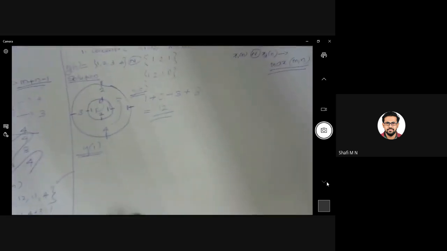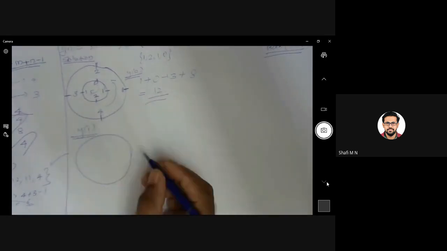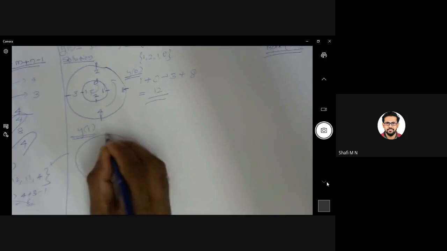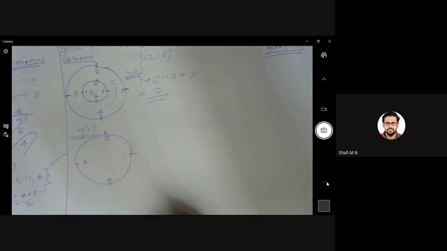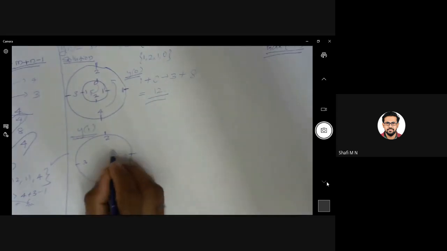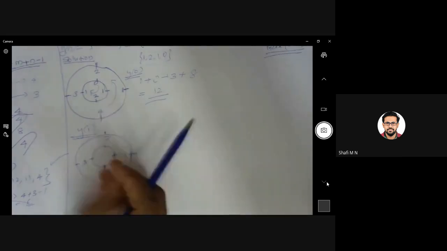Let's find y of 1. To find y of 1, you keep the outer circle as such. Outer circle അങ്ങനെ വെക്കുക. 1, 2, 2, 3, 4. Now you rotate the inner circle. You rotate it in counter clockwise direction. ഇതിനെ counter clockwise ഒന്ന് റൊട്ടേറ്റ് ചെയ്യുക.